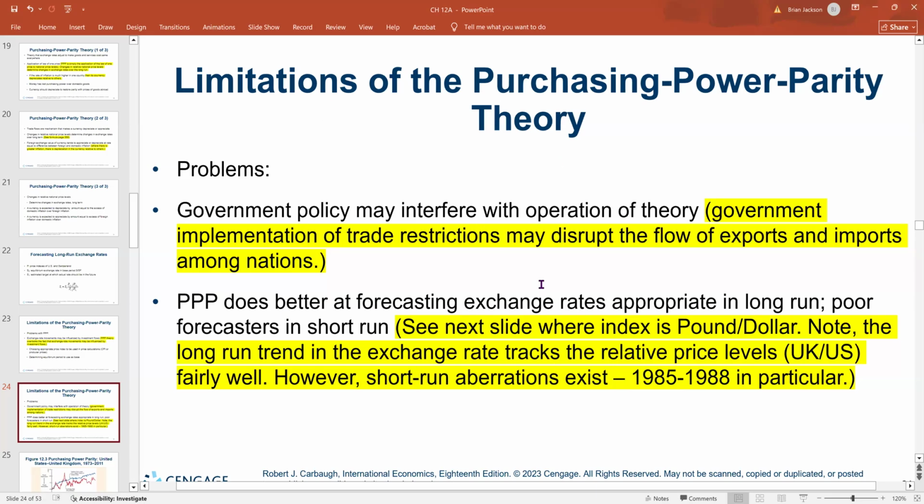Another limitation of purchasing power parity is that government policy may get in the way through trade restrictions that would disrupt the flow of exports and imports.